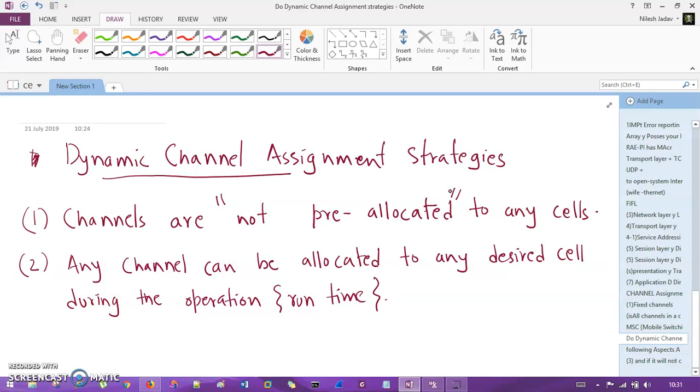So if any cell wants a channel, then during the operation it can get the channel. So it is runtime. Whenever you want the service, you will get it. Okay, so whenever you make a call attempt, you will get the channel at the time of the call attempt, otherwise not. So this is the idea of dynamic channel assignment strategies, which is just the opposite of the fixed channel, which is completely static, but here it is dynamic, completely variable, right?